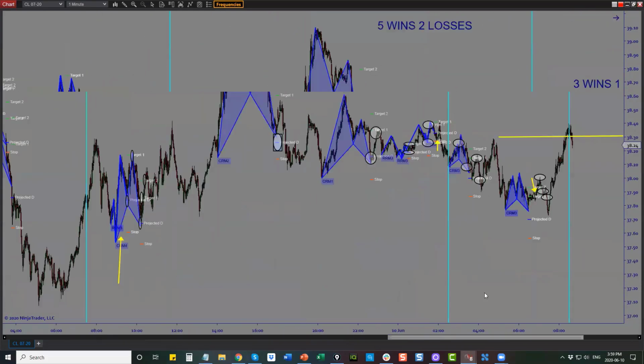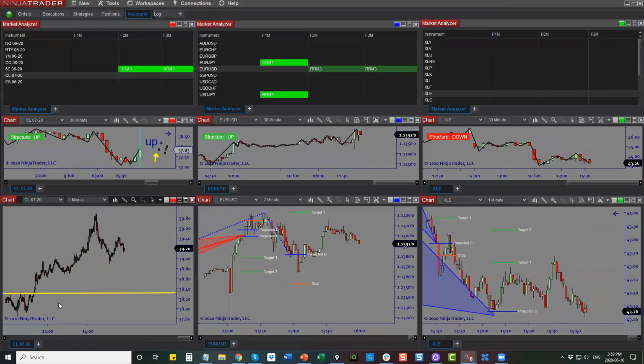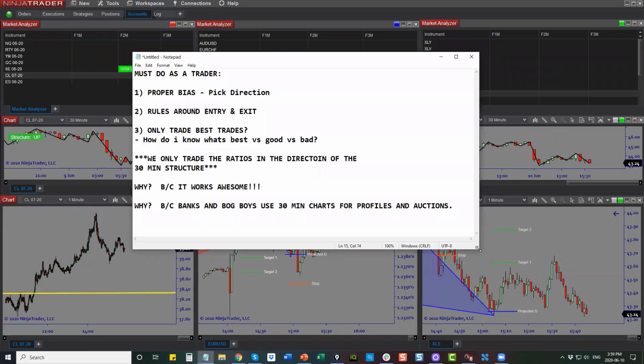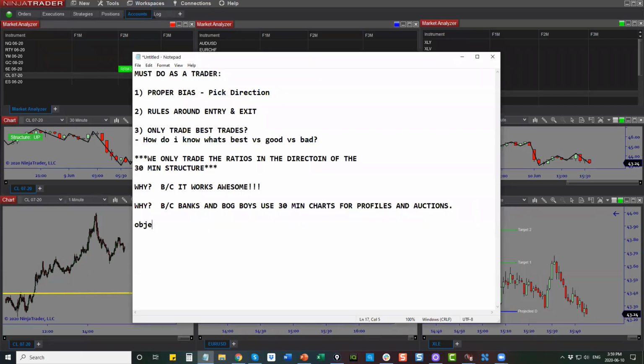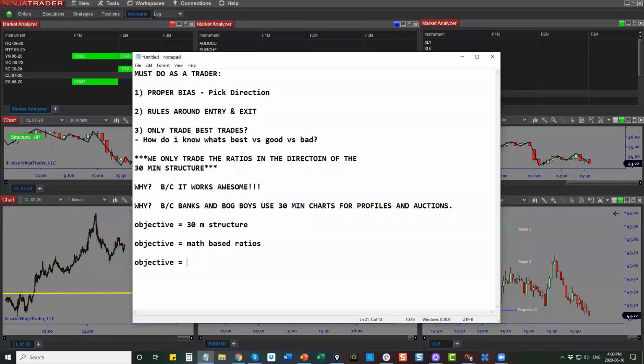We could go back and test everything you want, guys. I can assure you this, that's the fun part of this, once you realize what we're doing here, let's just be objective, right? So at the beginning, we talked about objective versus subjective. Objective equals 30-minute structure. Can't get around that. Okay, objective, math-based ratios, objective, plan, entry, stop, target. There's no subjectivity in anything that we are doing here.